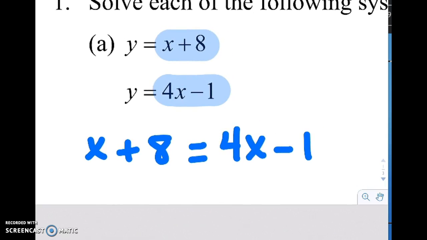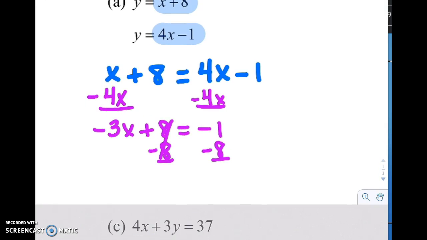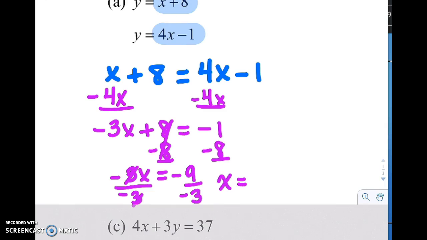So to solve for x here, I'm going to subtract my 4x on both sides. And that leaves me with negative 3x plus 8 equals negative 1. And now I'm going to subtract my 8. This gives me negative 3x equals negative 9. And then we simply divide both sides by negative 3 to solve for x. And negative 9 divided by negative 3 is positive 3.